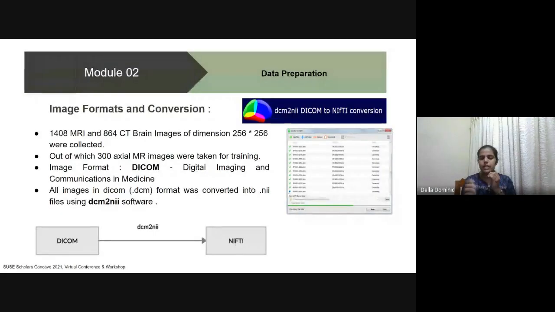Both the MRI and CT images had a dimension of 256 by 256, and initially they were in DICOM format, which is the most commonly found medical image format. That was converted to NIFTI format, which is another format commonly used for medical imaging. Another reason for converting from DICOM to NIFTI format is that pre-processing and further processing are more simplified in NIFTI format. The conversion from DICOM to NIFTI was done using a free software known as DCM to NII.